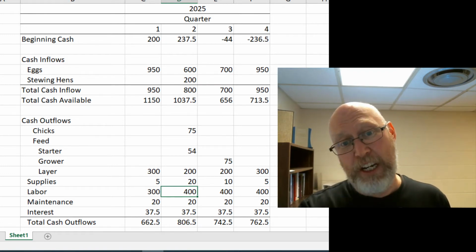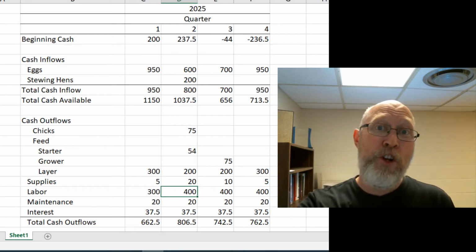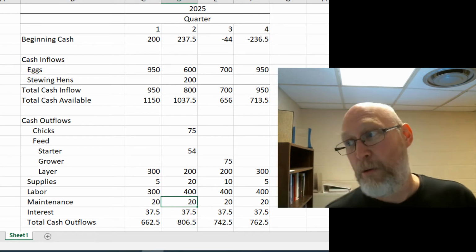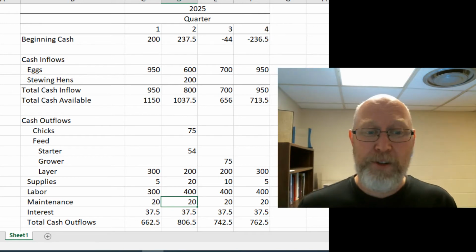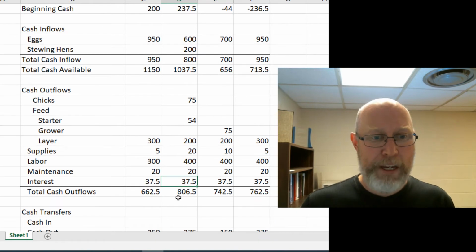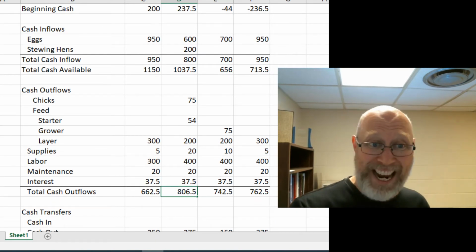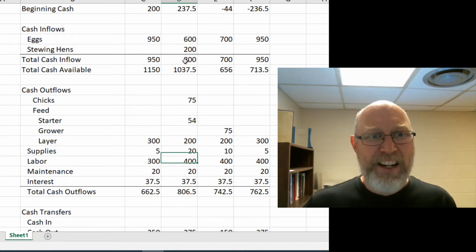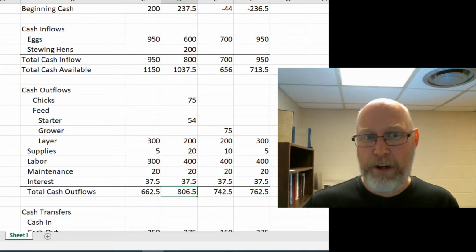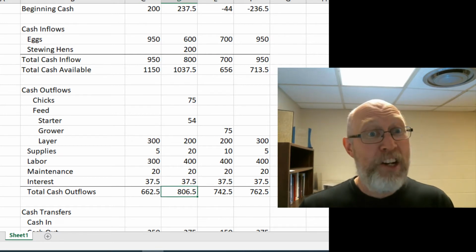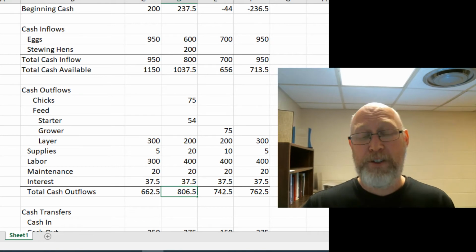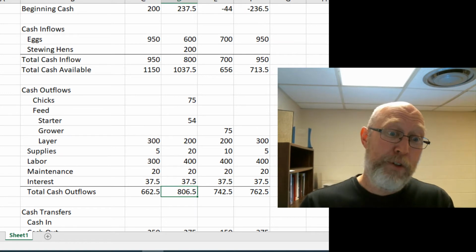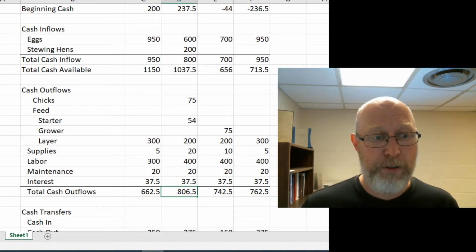It's not just a matter of checking on the eggs. You're also going to check on the new livestock. Maintenance, again, I just threw a number in there for 20 because I wasn't really sure what I would need to put there. And interest is the same thing. It's a constant amount. So now what we have is $806 going out. And here's what's really important. I had 800 that came in. I had 806 that went out. If I was not managing my cash flow, I would have a $6 hole right now. But I managed my cash flow in the first quarter, so I don't have a $600 hole.